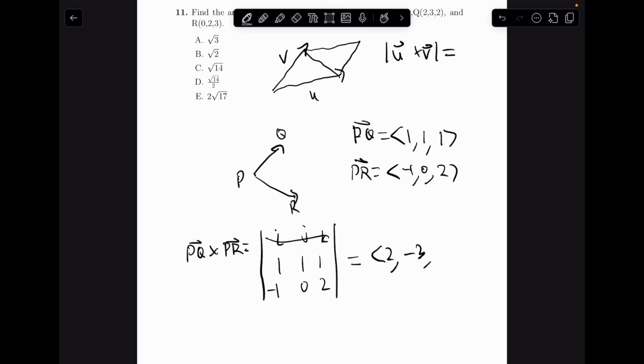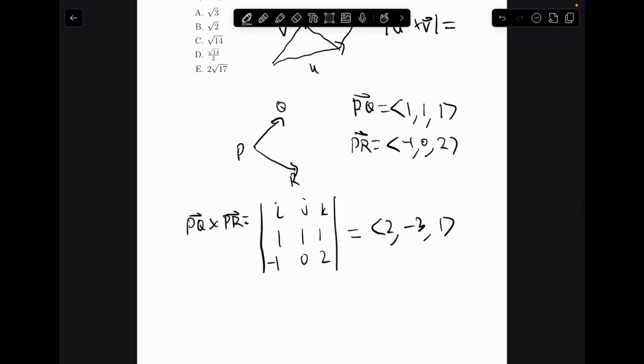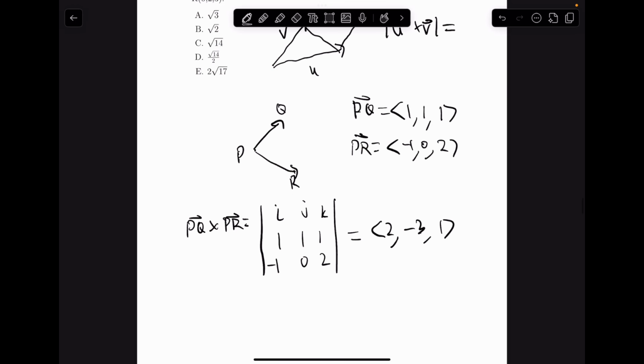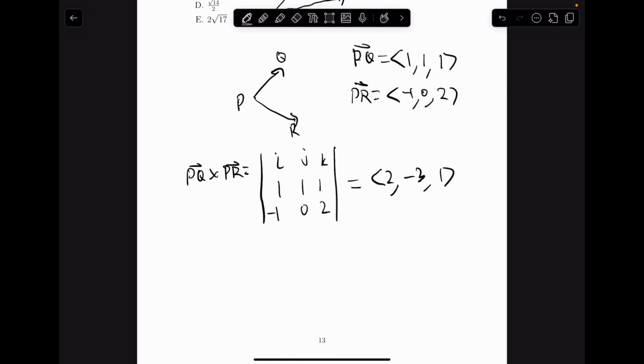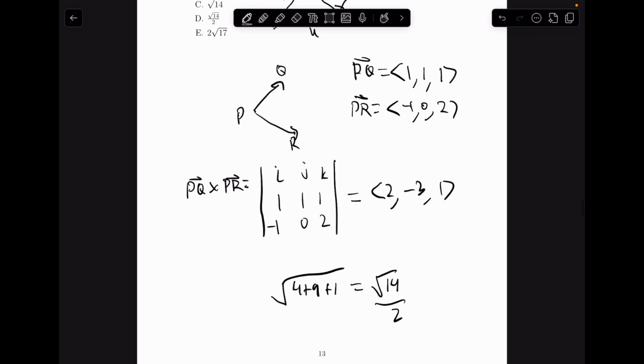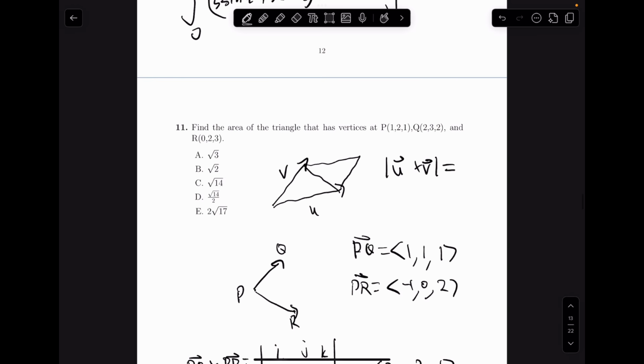And then for the k, we're going to cross these out. 1 times 0 is 0, minus a -1, or just a +1. Okay, that's nice. And then remember, we just take the magnitude of this and then divide by 2. So magnitude is going to be square root of 4 plus 9 plus 1, and that's just square root 14. And we divide that by 2. I don't think we can simplify that, and that is answer D.